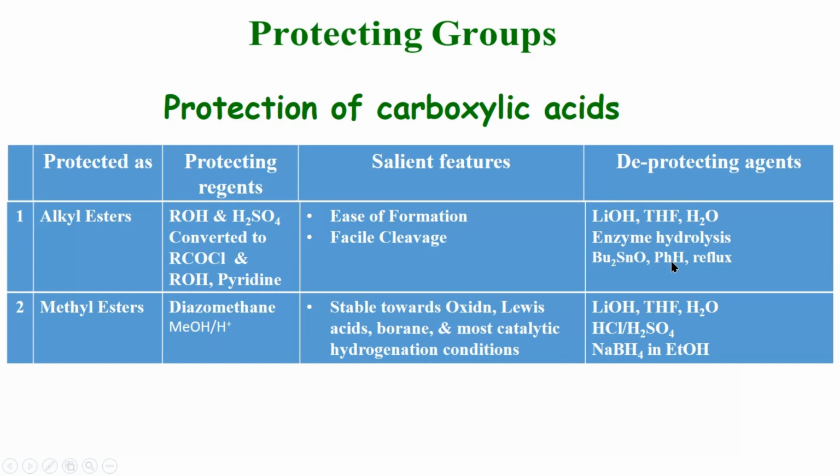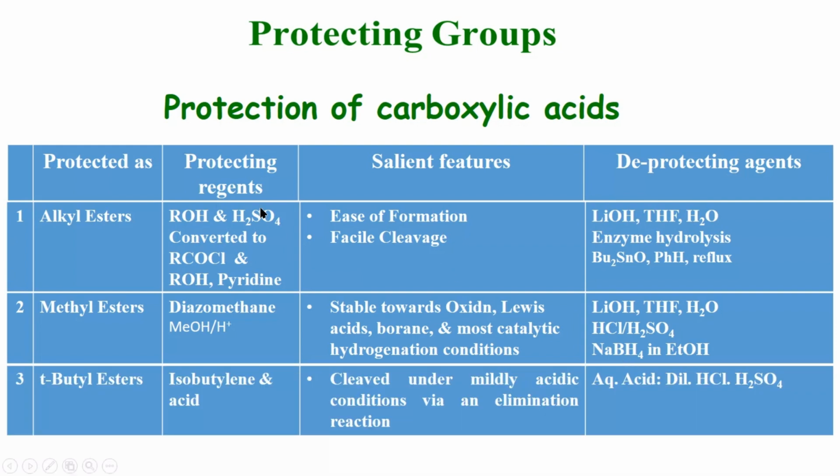Methyl esters can be prepared by treating with diazomethane in the presence of methanol and acid. These methyl esters are stable towards oxidation and Lewis acids along with borane and catalytic hydrogenation conditions. Hence, they are cleaved by using a mild base like lithium hydroxide and the mineral acids like HCl and H2SO4. The deprotection can also be accomplished by a mild reducing agent like sodium borohydride in ethanol.